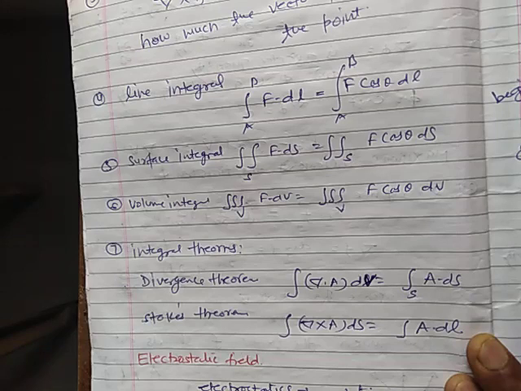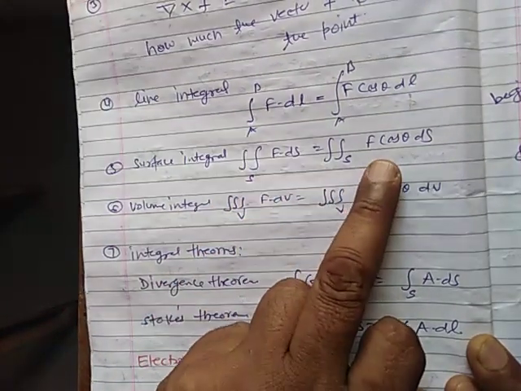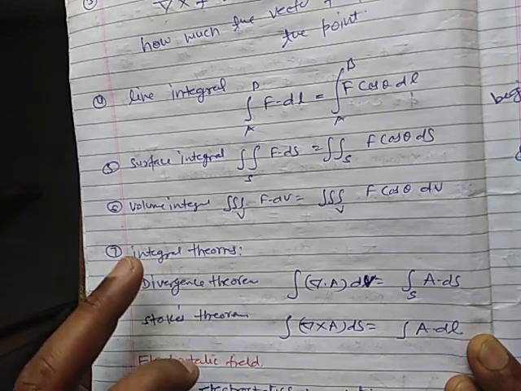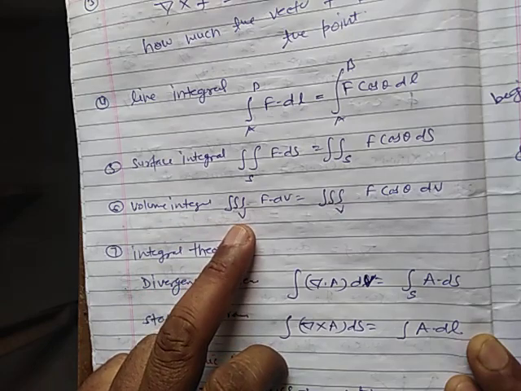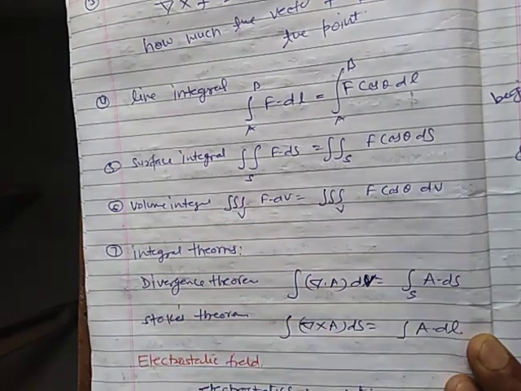Now the line integral. The line integral from a to b of a function f dot dl can be written as f cos theta dl, as it is a dot product. The surface integral f dot ds is a double integral, and we can write it as f cos theta ds, where ds is the surface element. The volume integral is a triple integral of f dot dv, which is f cos theta dv.